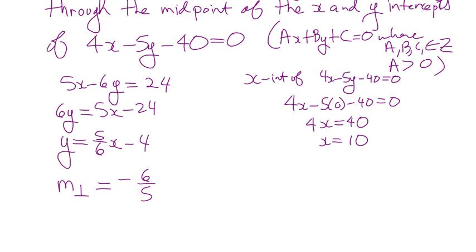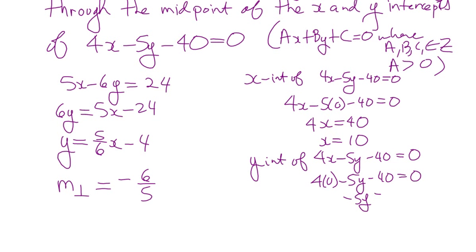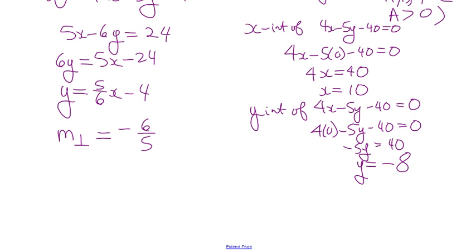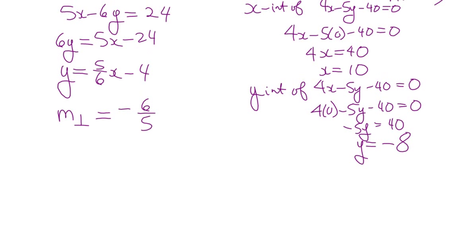Okay, how do we find the y-intercept? The y-intercept occurs when x is 0, so we get 4 times 0. So what is the y-intercept? Negative 8. What do we do next? Find the midpoint of those two. Well, they're not really points though, they're intercepts, right? So what do we do? Change it to points. So what's the point?